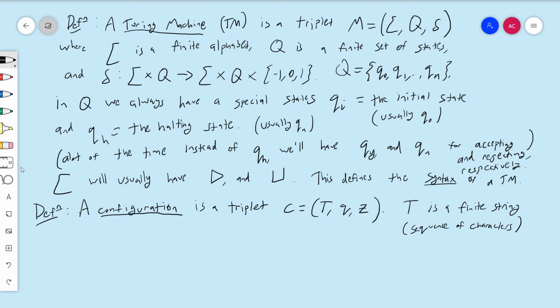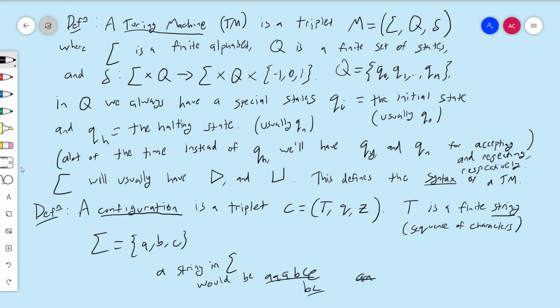A sequence of characters. That's what a string is. So if I have a bunch of characters in my alphabet, if sigma is equal to {A, B, C}, then a string in the alphabet sigma would be A, B, C, E. That's a string. A, that's another string. B, C, that's a string. That's what I mean by string.